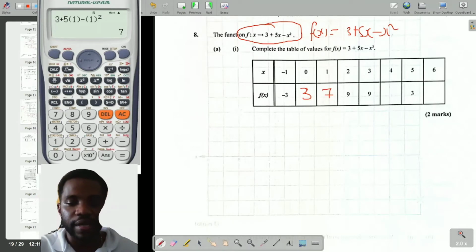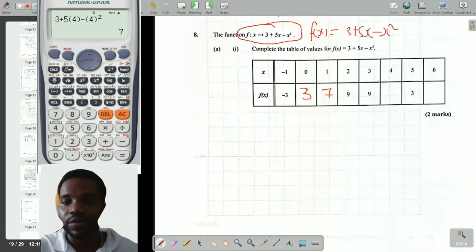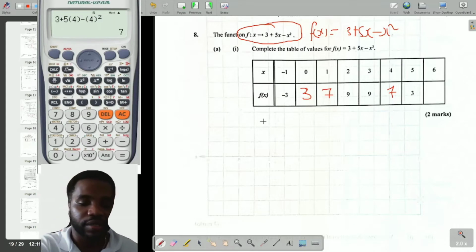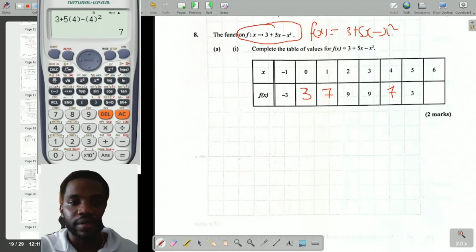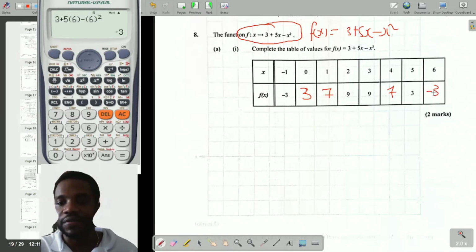Alright, so we go ahead, we go back, use the back arrow, we delete, we put 4, we come across, we delete, we put 4. That's 7 as well. Alright, very interesting here. Let's go back there. So you're going to delete, you're going to put in 6, go across, you delete the x value, you put in 6, negative 3. So you have negative 3 here.